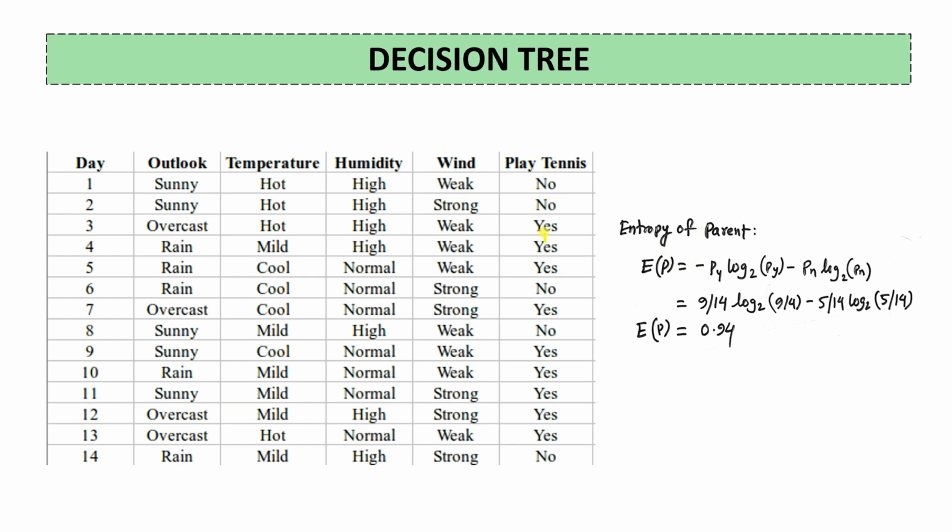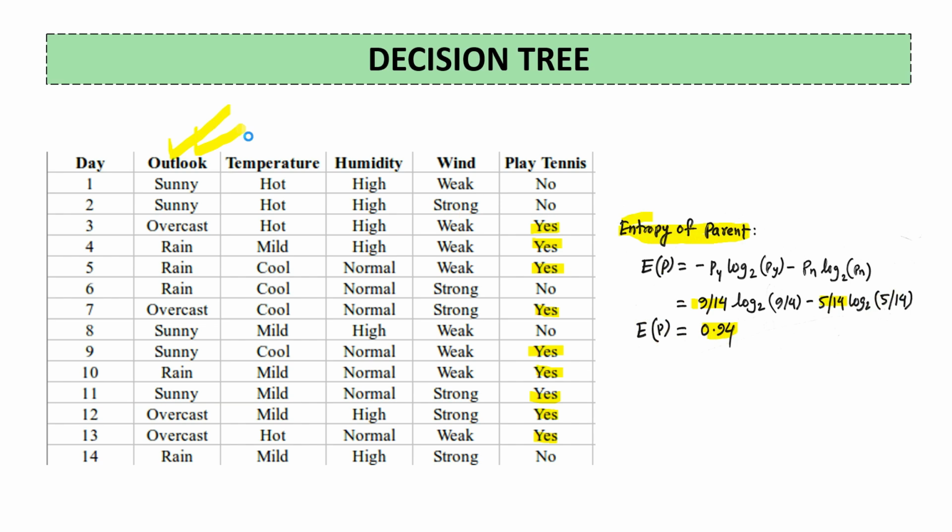How many yes do we have? We have 1, 2, 3, 4, 5, 6, 7, 8, 9. That's 9 out of 14, so 9 by 14. The minus is missing here, that's my bad. And then you have minus 5 by 14. If you calculate this, you get an entropy of 0.94. So this is the entropy for the parent, because this outlook is our root.